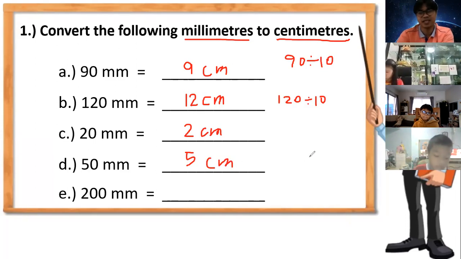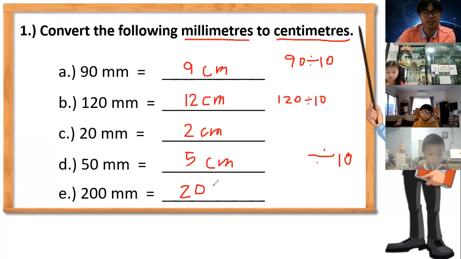Okay, just divide by 10. This is conversion from millimeters to centimeters. Letter E, the last one: 200 millimeters to centimeters. 20 centimeters. Very good. All right, let's go to number 2.